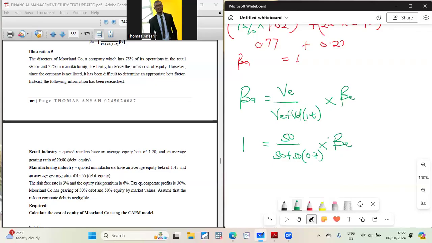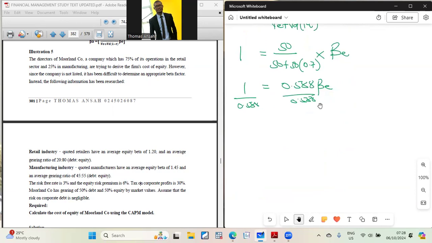We don't know beta E. So when we work this, what will we get? 50 by 0.7 gives 35. So the bottom becomes 85. So 50 over 85. What we get is 1 is equal to 0.588 times beta E. So what I need to do is divide here by 0.588 and here by 0.588. Then I will get my beta E. So if I do 1 divided by 0.588 on my calculator, my beta E is 1.7.